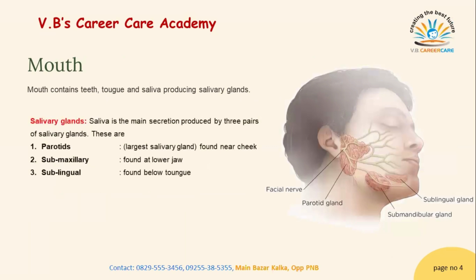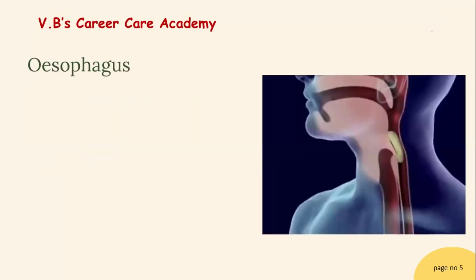Last, we are talking about salivary glands. As we have discussed earlier, the mouth also has saliva, which is produced by glands, and these glands are known as salivary glands. Saliva is the main secretion produced by 3 pairs of salivary glands. First pair is the parotids, second pair is the submaxillary, and the third pair is the sublingual. The parotid gland is the largest salivary gland and it is found near the cheek. Submaxillary glands are found at the lower jaw and sublingual glands are found below the tongue. You can see from the diagram where the different types of salivary glands are located.